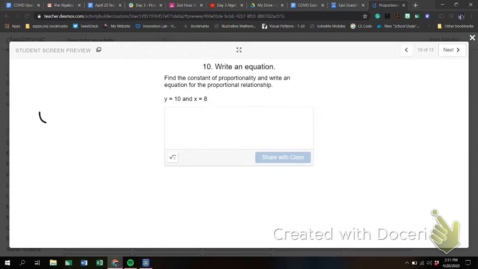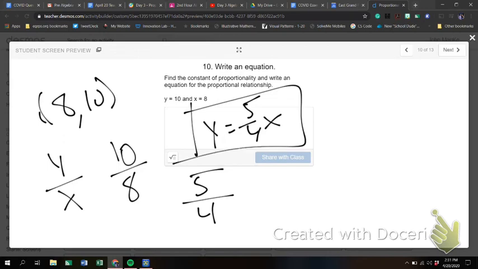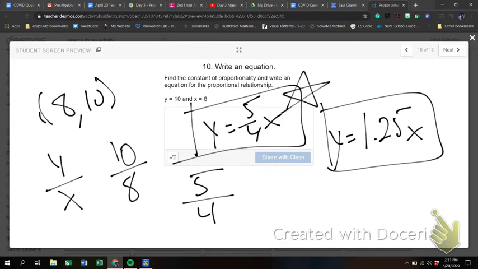Here's another one. If I have (8, 10), my y to x constant of proportionality would be 10 to 8. I like to simplify that to 5/4. So there's two good answers here. 5/4 x is my personal favorite, or some people might do 1.25x. It's the same thing. There's my fave.